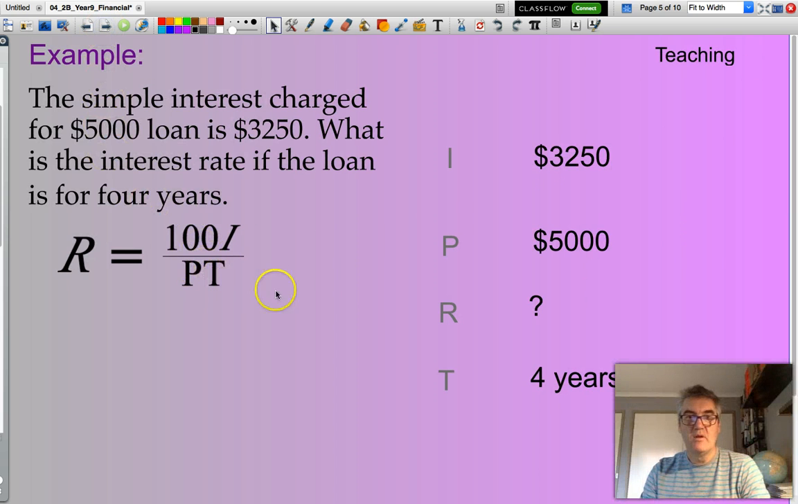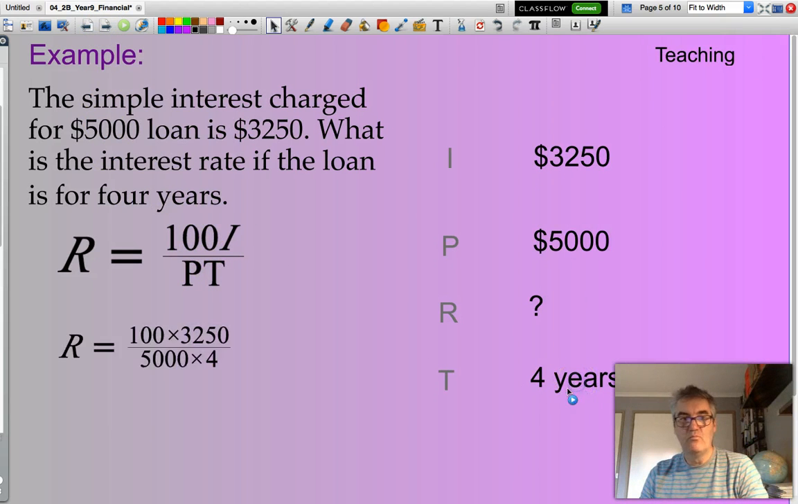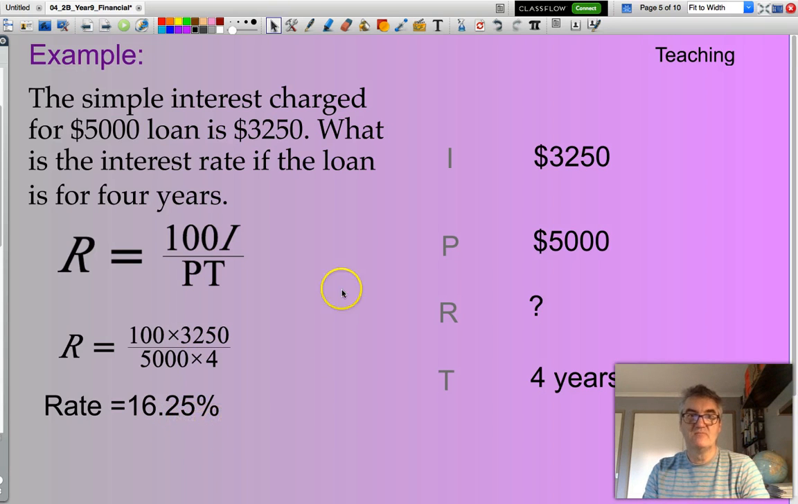Then I simply put the numbers in the equation. 100, the interest is $3,250, the principal is $5,000, and the time is 4 years. And that will give me an answer of 16.25%. Okay, I'll move on to the next slide.